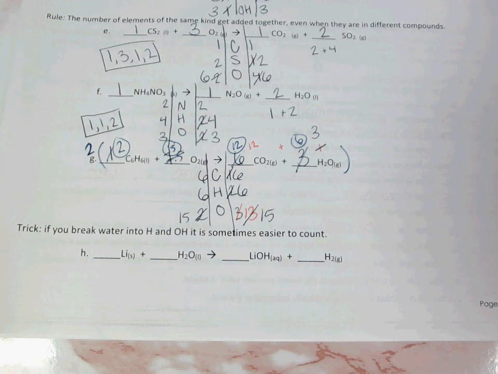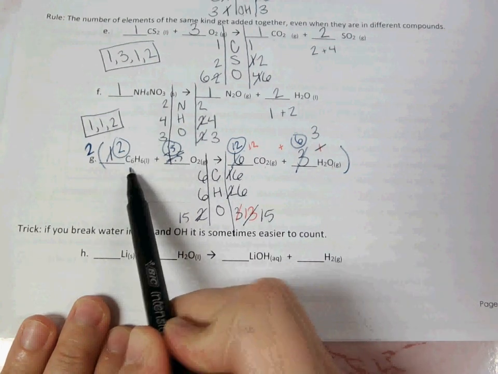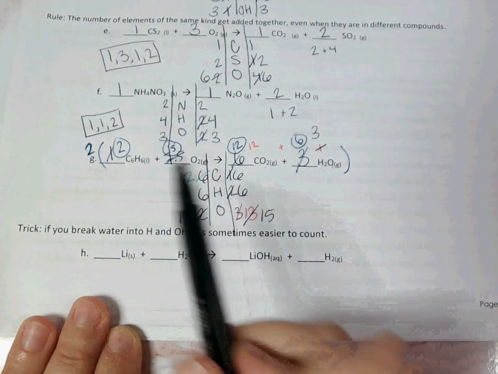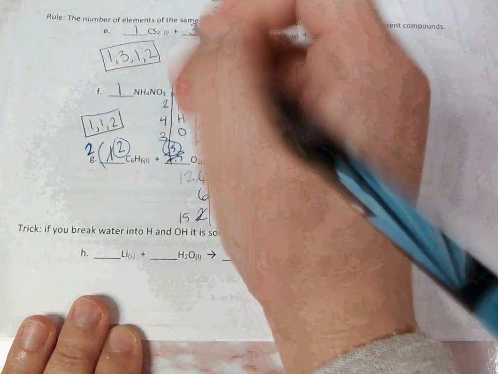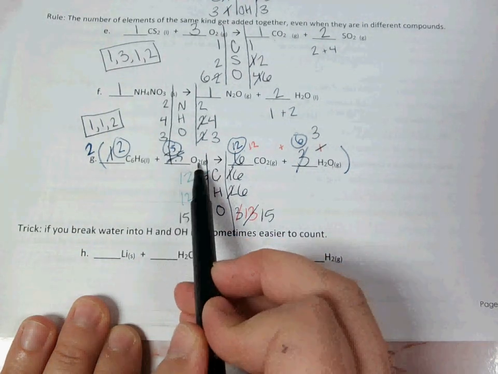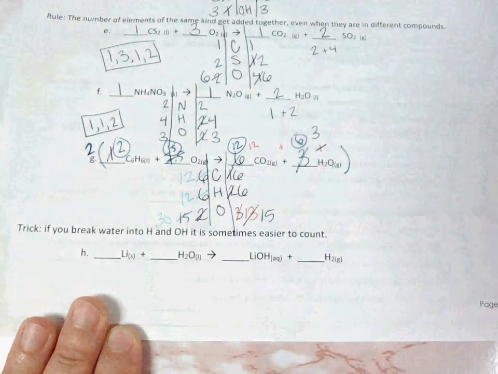And then to double check and make sure that you actually still counted everything effectively and you didn't mess up your balancing in doing that, go through and recount all of your atoms. So 2 times my 6 carbons gives me a total of 12 carbons on my reactant side. 2 times 6 hydrogens gives me a total of 12 hydrogens on my reactant side. 15 times 2 oxygens gives me a total of 30 oxygens on my reactant side.